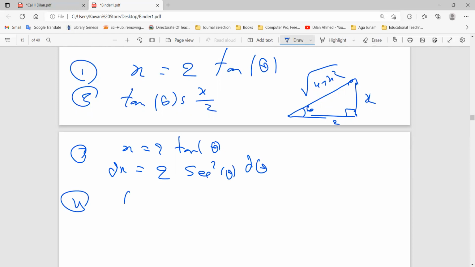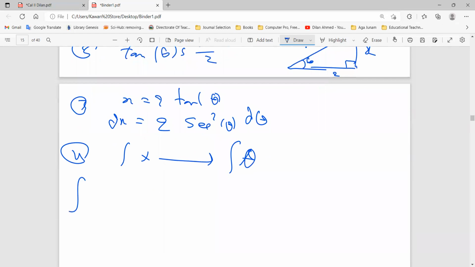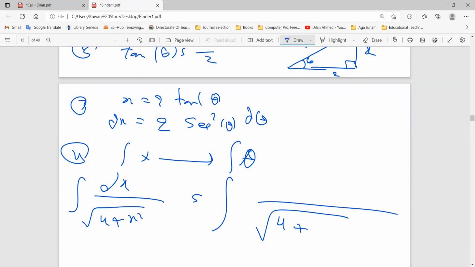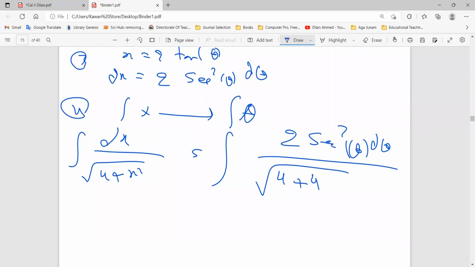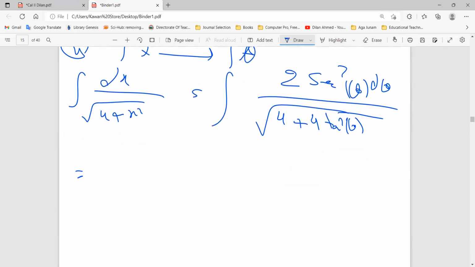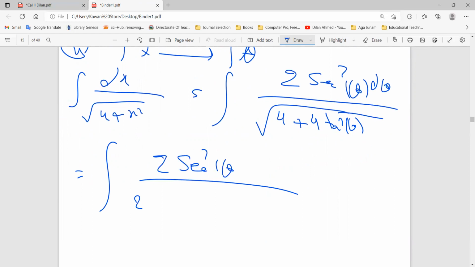The fourth step. Am I right? dx over x squared root of 4 plus x squared will be changed to what? Number is number. I am sure. dx is 2 secant square theta d theta. How about that one? 4 tan square of theta. Am I right? And I'll get what? 2 secant square of theta d theta.